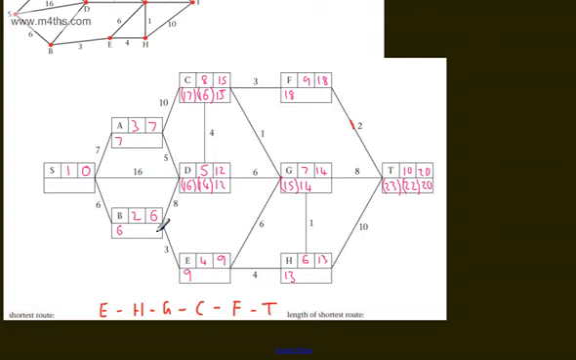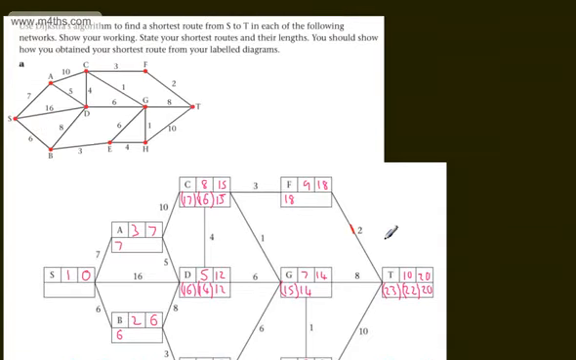At this stage, we can see the only route back is to B, and then from here we can see that the route back is to S. So my route now is S, B, E, H, G, C, F and T, and the length of the shortest route is 20 units. We weren't given anything, so I'll put 20 units. It might be kilometres, it might be metres, it might be miles.